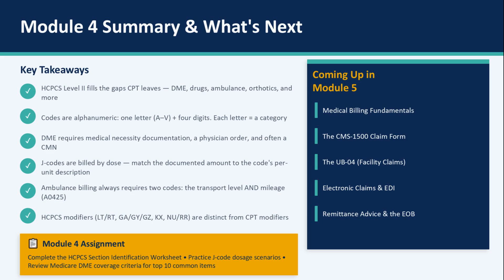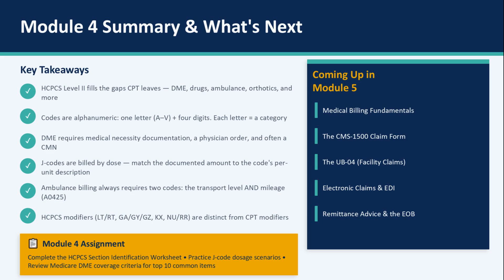1. HCPCS Level II fills the gaps that CPT leaves. Whenever you need to code for equipment, supplies, drugs, or transport that aren't covered by a CPT code, especially for Medicare and Medicaid, HCPCS Level II is your go-to. 2. The code format is 1 letter plus 4 digits. Each letter section covers a distinct category of items or services. Know your letters: E for DME, J for drugs, A for ambulance, L for prosthetics and orthotics, and you'll always know where to look.